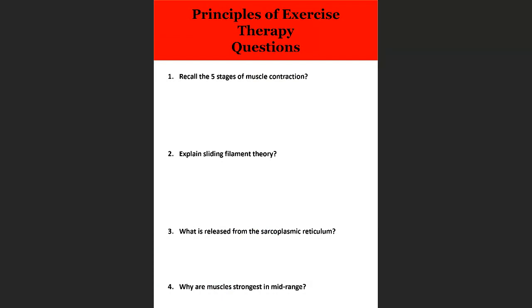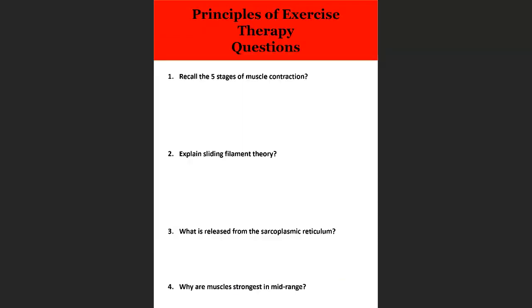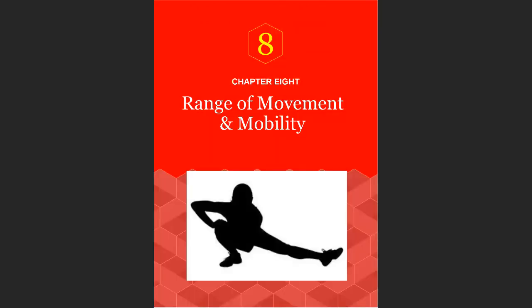Then we've got some questions about what's going on. We've literally just done that. Just tell me, what is released from the sarcoplasmic reticulum that's going to help with muscle contraction? It's calcium. Yeah, calcium ions. Very well done. You guys are all over this.